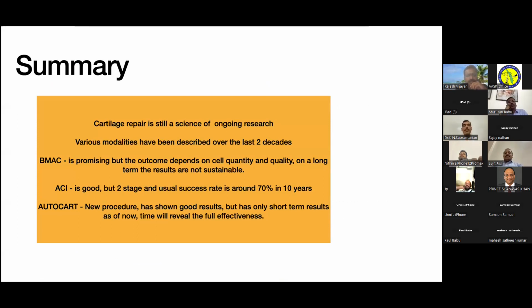Various modalities have been described over the last 2 decades. BMAC is promising, but the outcome depends on cell quantity and quality. And long-term, the results are not sustainable. AC is very good, but 2-stage and usual success rate is around 70% in 10 years. AutoCart is a new procedure, has shown good results, but has shown only short-term results as of now. But time will reveal the full effectiveness of it over the next 5 to 10 years' time.